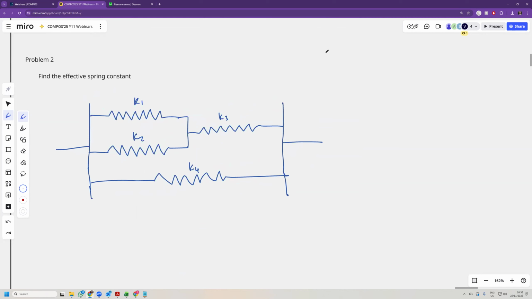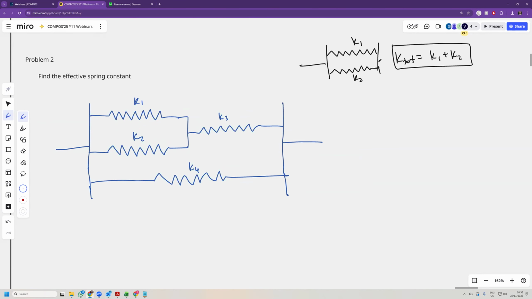Well, if two springs are in parallel, so K1 and K2, then the total spring constant is just K1 plus K2. It's very similar with resistors, except it's the other way around. Parallel resistors, you go down. Series resistors, you go up. Here it's the other way around.